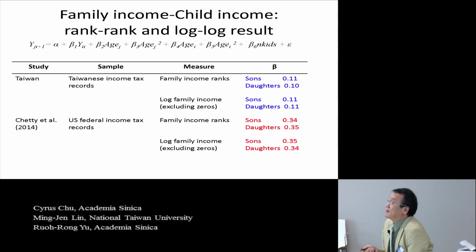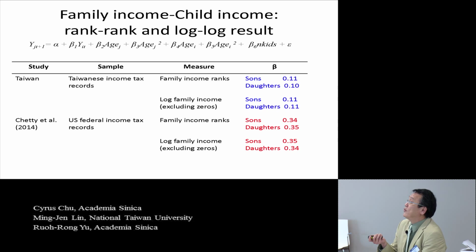So the first result is to look at the IGE, rank or log. As in the literature, we control age and age square. It turns out that Taiwan data has a very low IGE, both in income and in rank, compared with Chetty.